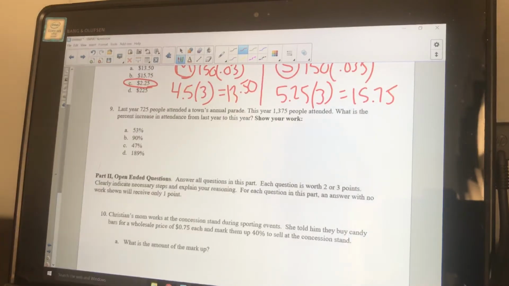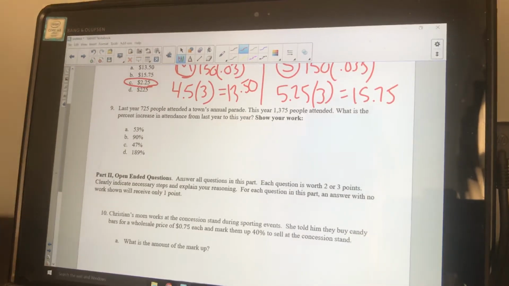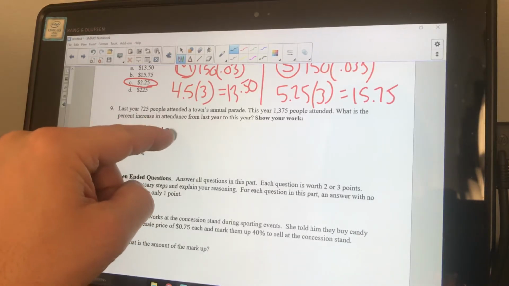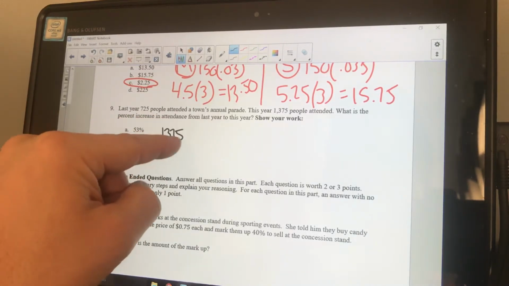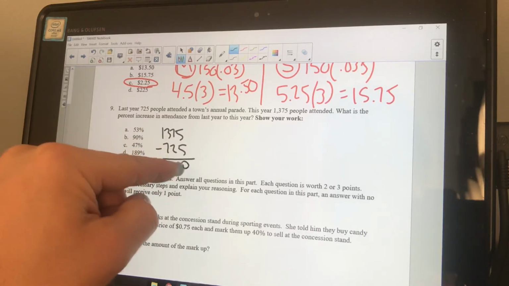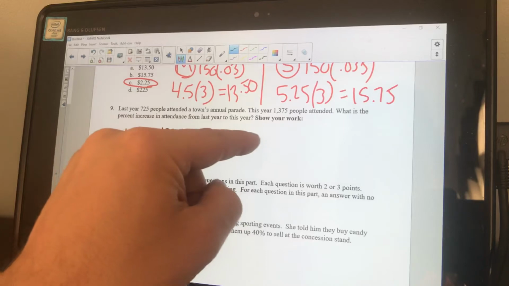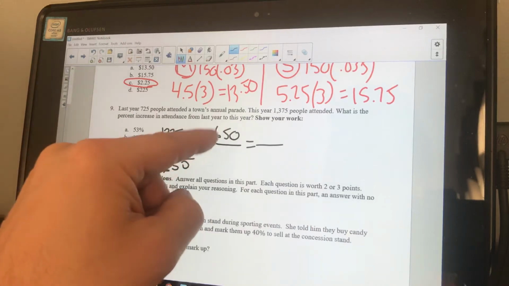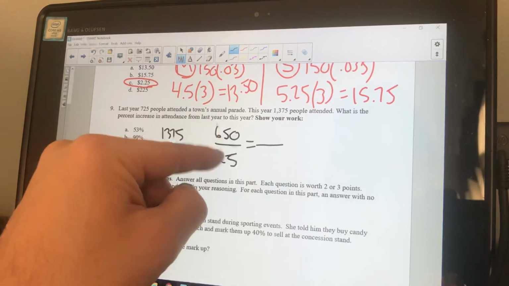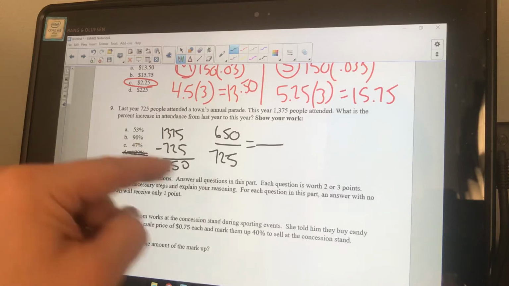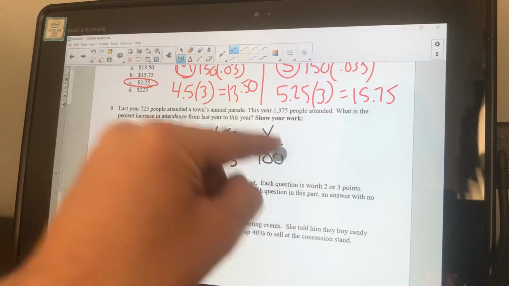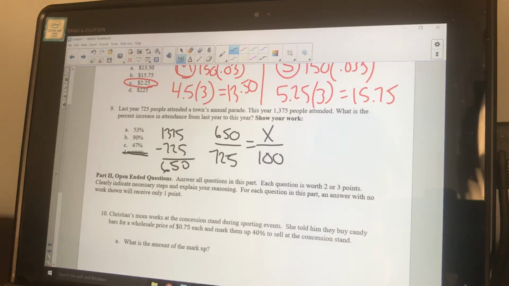Last year, 750 people attended the town's annual parade. This year, 1,375. What is the percent increase in the attendance? Okay, so we need to know first the increase. 1,375 minus 725. Okay, 650 is the difference. Now, that's 650 people out of 725. So it's not more than a 100% increase. I know it can't be 189% increase, all right? It'd have to be more than 725 to be a 100% increase.